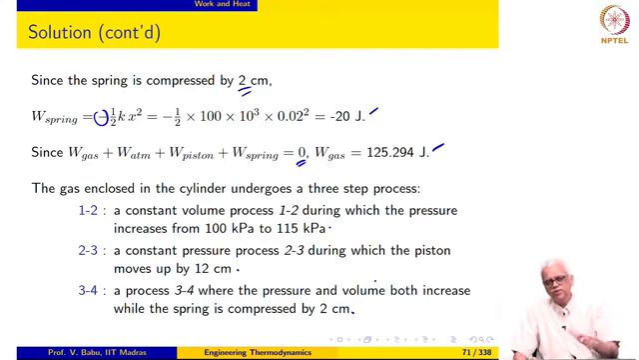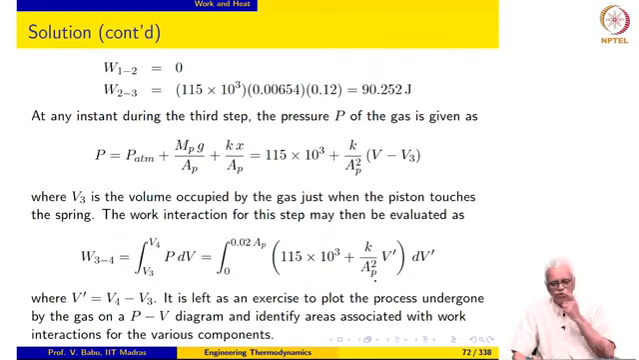So, we may also actually evaluate the work interaction for the system by saying that it is nothing but integral P dV for all these processes combined. That is also possible. So, if you do that, W12 will be equal to 0 because it is a constant volume process. W23 is simply 115 times 1000 times the change in volume, because it is a constant pressure process.